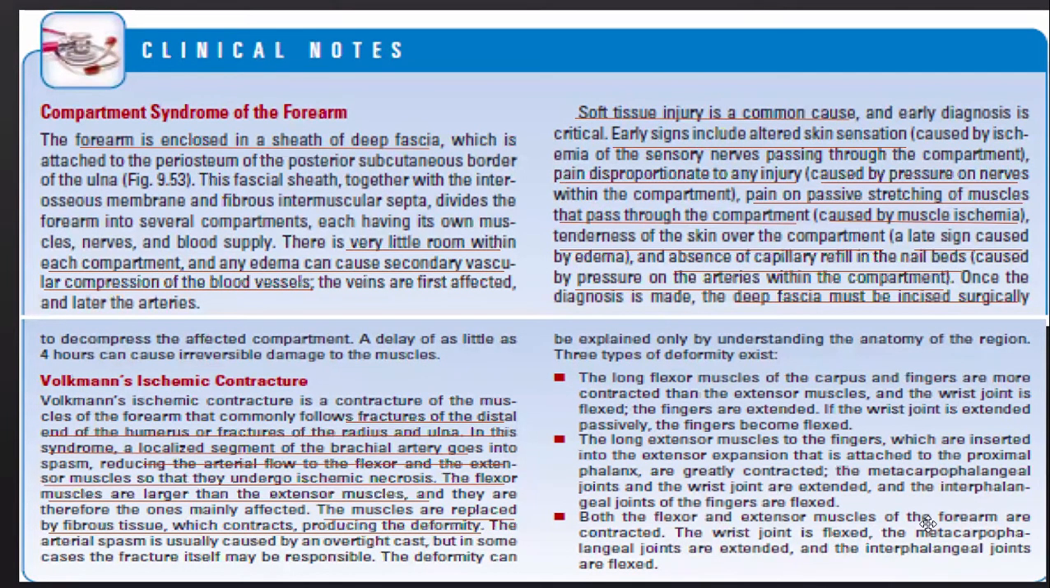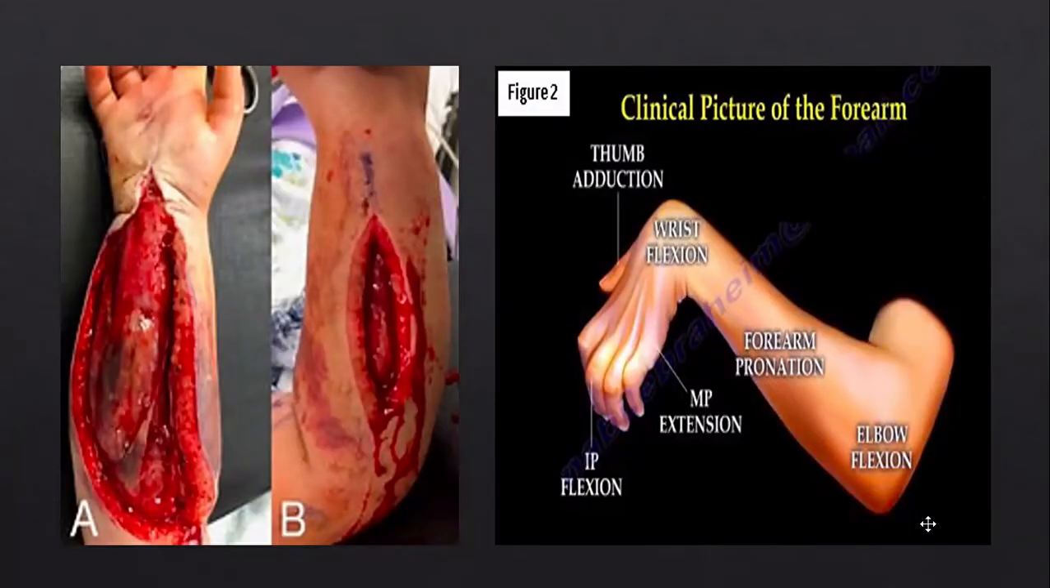So once the diagnosis is made, the fascia must be opened or incised surgically. The procedure is known as a fasciotomy. This is done to relieve the pressure within the compartment. So this is an example of fasciotomy, wherein you open the deep fascia to release the pressure and compression of the blood vessels and nerves.